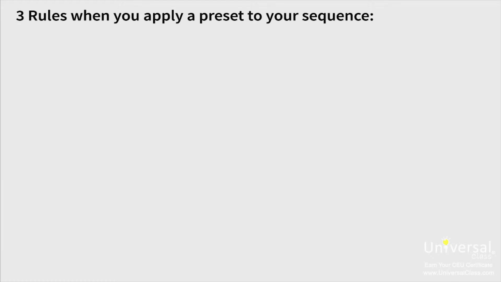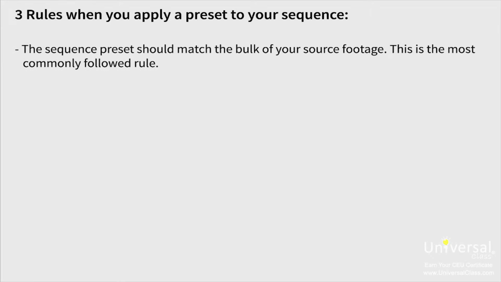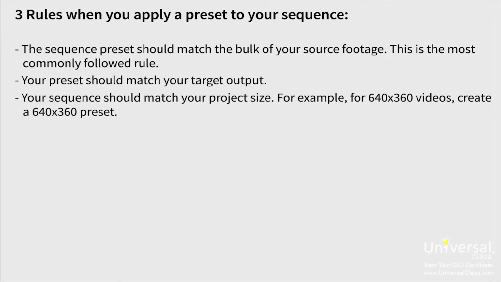That said, you want to remember these three rules when you apply a preset to your sequence. Number 1. The sequence preset should match the bulk of your source footage. This is the most commonly followed rule. Number 2. Your preset should match your target output. And number 3. Your sequence should match your project size. For example, for 640 by 360 videos, create a 640 by 360 preset.